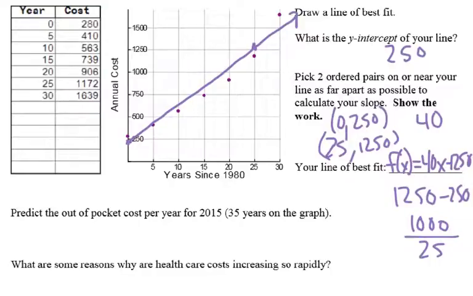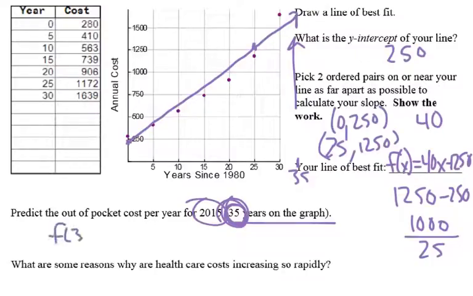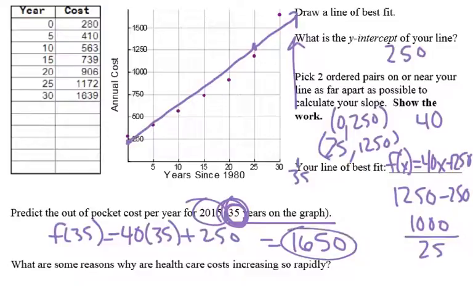So then it says predict the out-of-pocket cost, so 35 years from the graph in 2015. So that 35 is right here. How high is mine going to be? Well, I plug this in. This is like the x value, and the cost would be like the y value. So I go f of 35 equals 40 times 35 plus 250. So I go 40 times 35, which is 1,400 plus 250, which gives me 1,650. So, according to my prediction, that's how much it's going to cost annually.